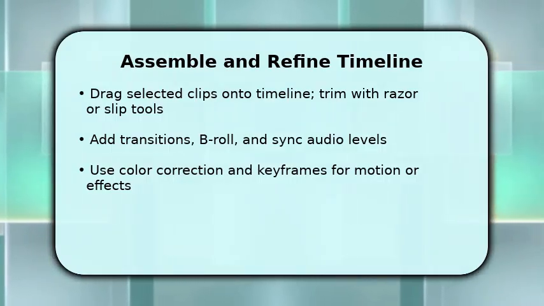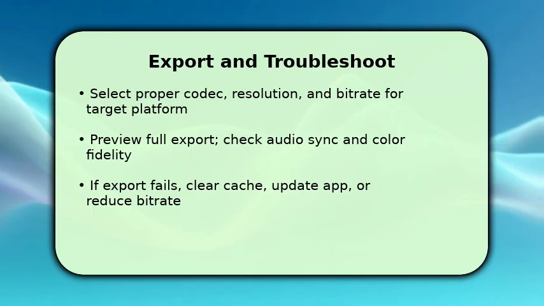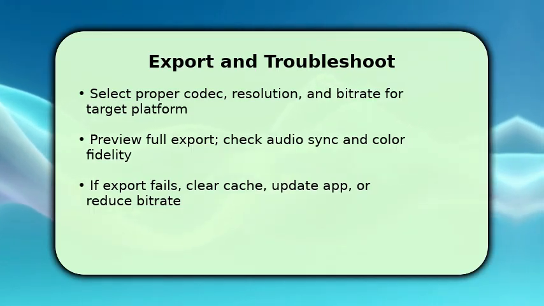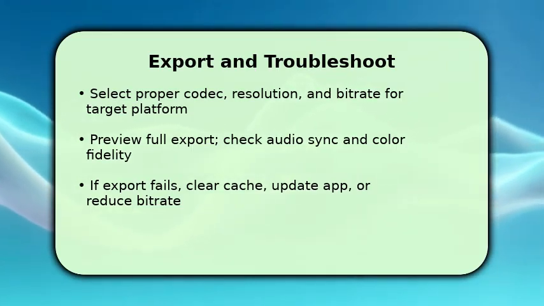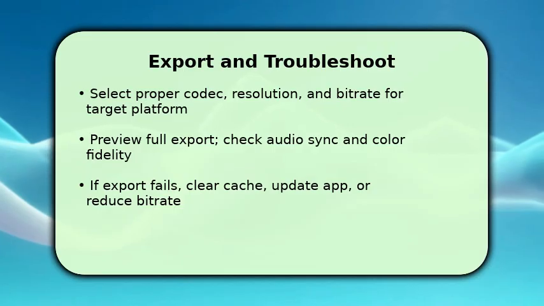Finally, set export parameters that match your delivery platform and quality needs. Choose codec, resolution, and bitrate deliberately, and enable hardware encoding if available. Export a short test clip to confirm audio sync, color, and playback smoothness, then render the full video once satisfied.